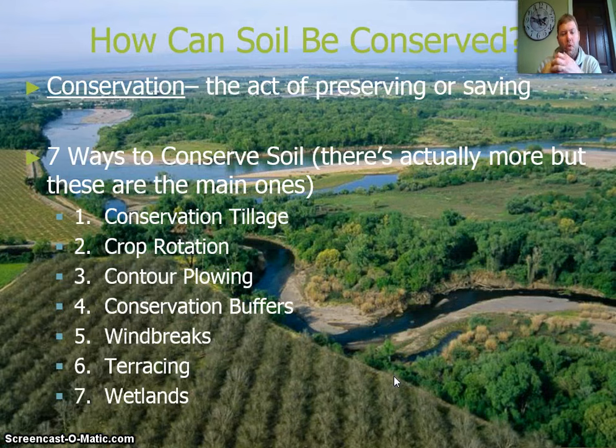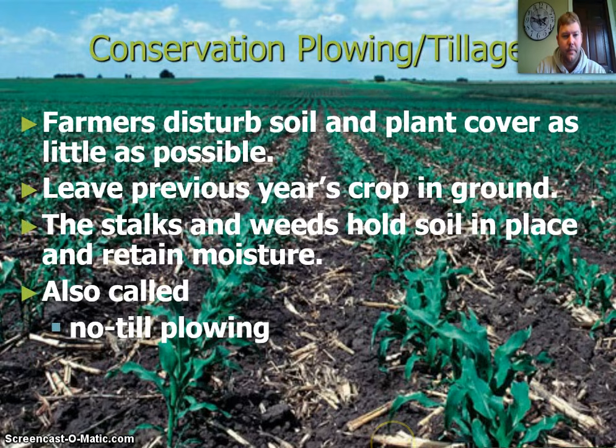So how can soil be conserved? Conserve means the act of preserving or saving. So that's what conservation means, the act of preserving or saving. And there are 7 main ways. There's more, but these are the main ones that we're going to talk about to conserve soil. Number 1, we call conservation tillage. 2, crop rotation. 3, contour plowing. 4, conservation buffers. 5, windbreaks. 6, terracing. And 7, wetlands.